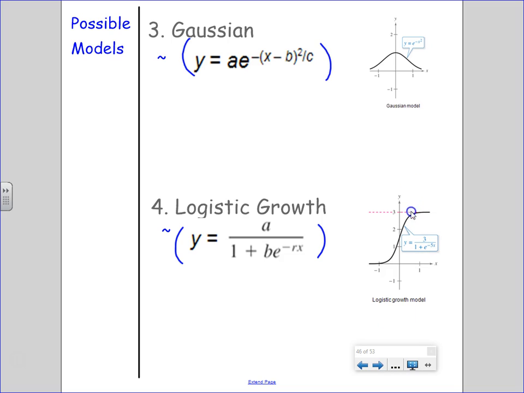You see this logistic one has a horizontal asymptote up here, right? And technically this one has a horizontal asymptote as well at 0. They just didn't show it. Okay.